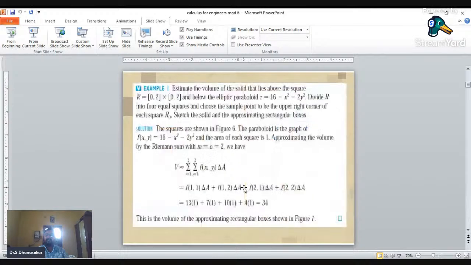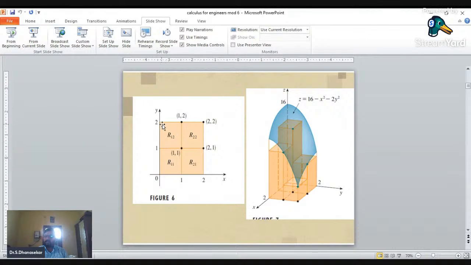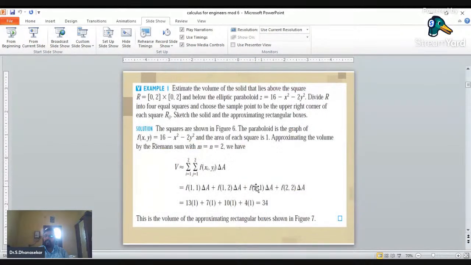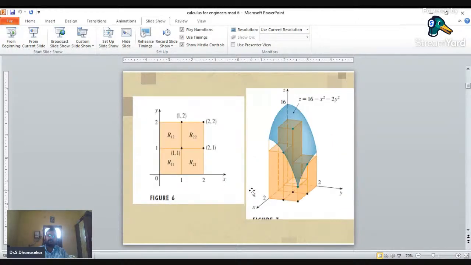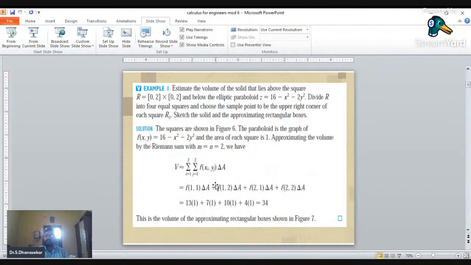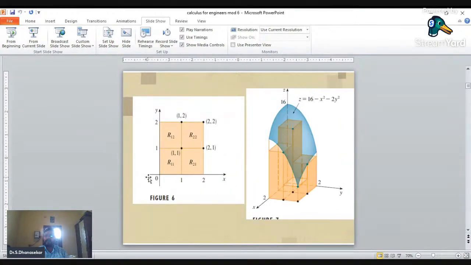Now I hope you understand this. To understand the double integral, we are taking one surface z equal to 16 minus x square minus 2y square under the rectangle 0 comma 2 times 0 comma 2. So it is a square, not a rectangle. Now for the volume of this, you are just dividing the surface into four squares with the points 0, 1, 1, 2, 2, 2. Then you will apply this summation to get the result. But this result will not be equal to the double integral. So you are dividing into four parts.